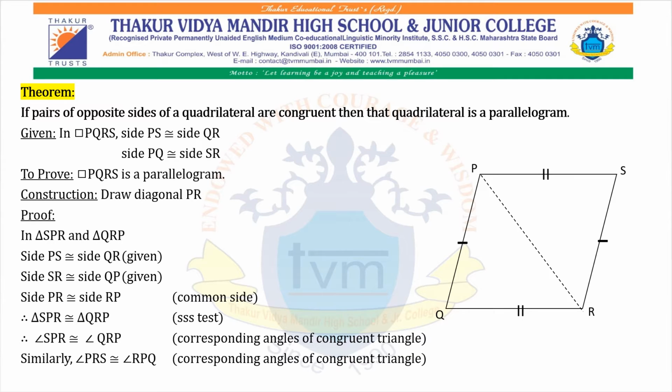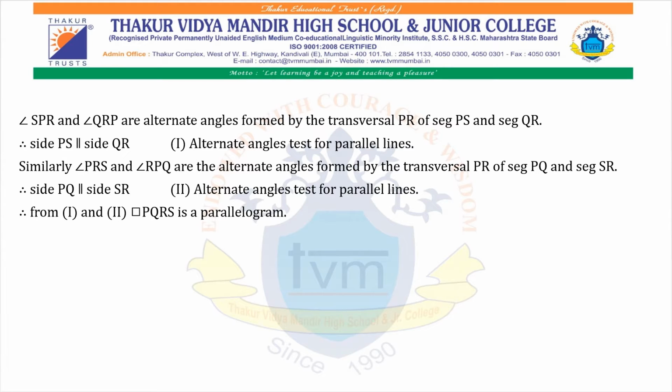Therefore, triangle SPR is congruent to triangle QRP, SSS test. Therefore, angle SPR is congruent to angle QRP, corresponding angles of congruent triangles. Similarly, angle PRS is congruent to angle RPQ. Angle SPR and angle QRP are alternate angles formed by the transversal PR of seg PS and seg QR. Therefore, side PS is parallel to side QR, alternate angles test for parallel lines.